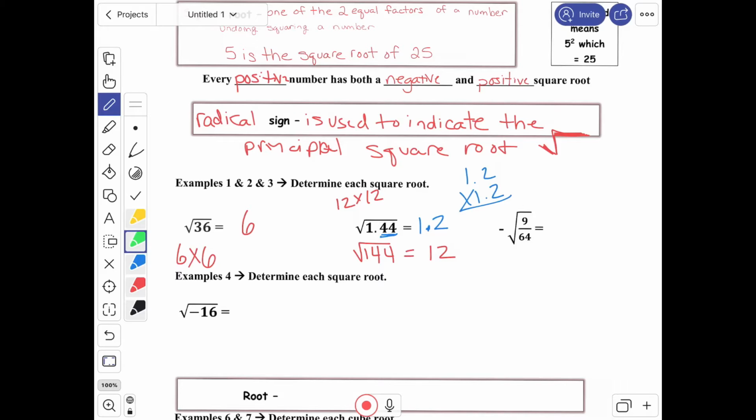Next one, it's a fraction, and it's got a negative sign on the outside. So it still needs to be a negative sign on the outside. And then what would be the square root of each number? So the square root of 9 would be 3, and the square root of 64 would be 8. Because 3 eighths times 3 eighths would be 9 64ths.